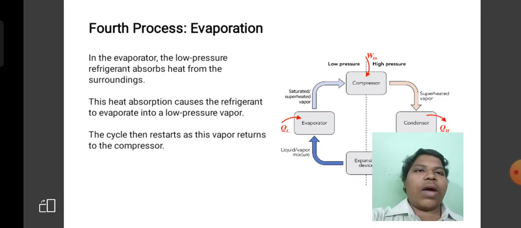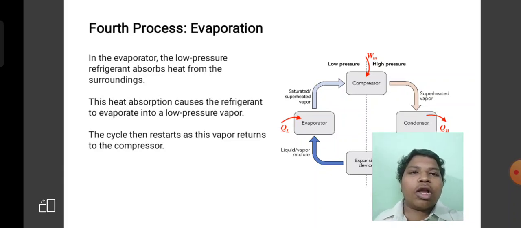Fourth process, evaporation. In the evaporator, the low pressure refrigerant absorbs heat from the surroundings. This heat absorption causes the refrigerant to evaporate into a low pressure vapor. The cycle then restarts as this vapor returns to the compressor.